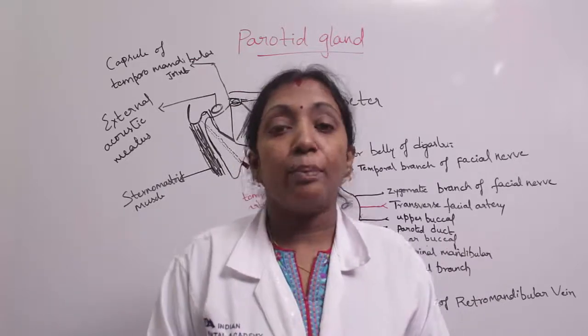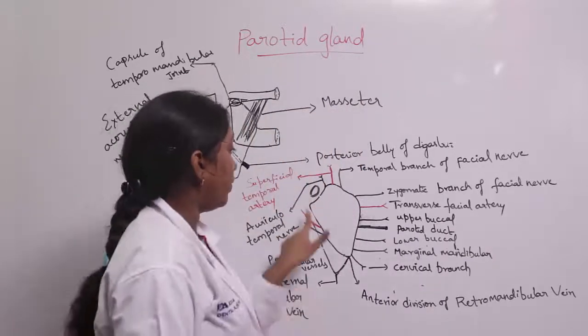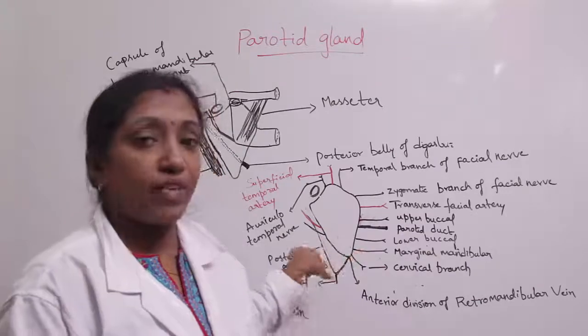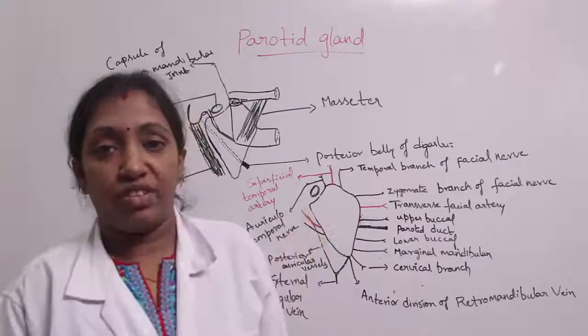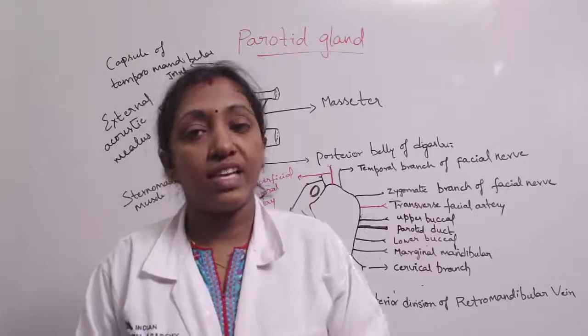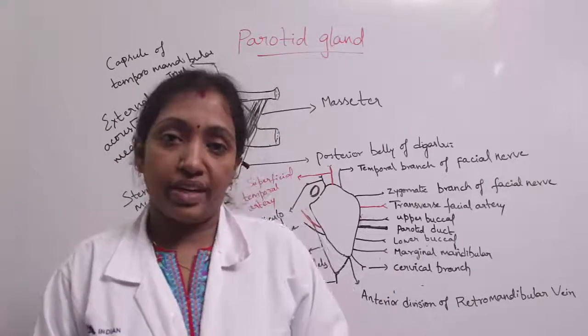And coming to the presenting parts, the parotid gland has an inverted pyramid shape. The apex is facing downwards and the base is upwards. And it has three surfaces: the superficial surface, the anteromedial surface and the posteromedial surface.